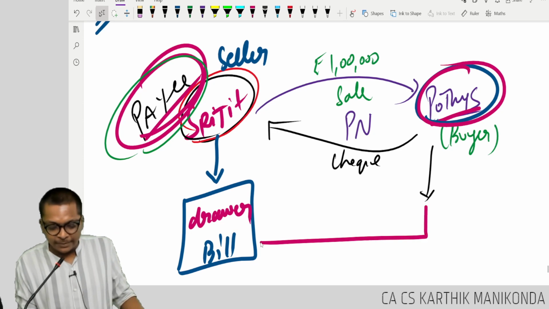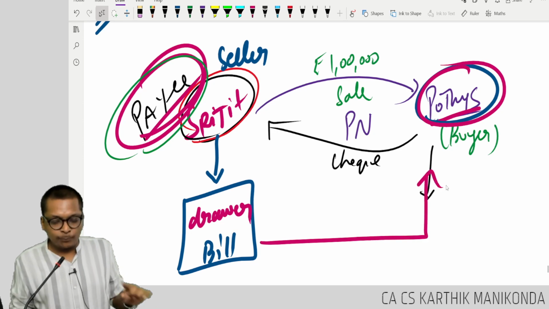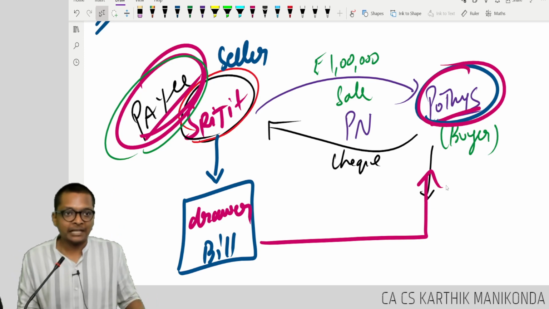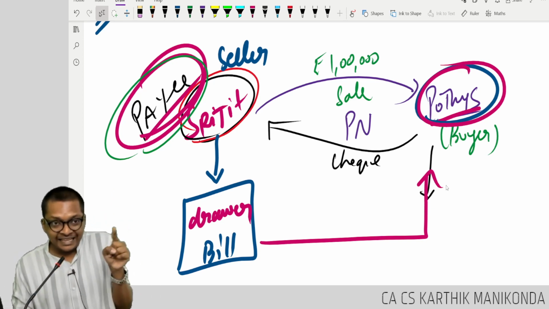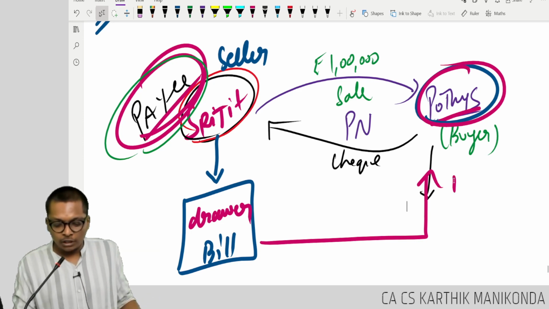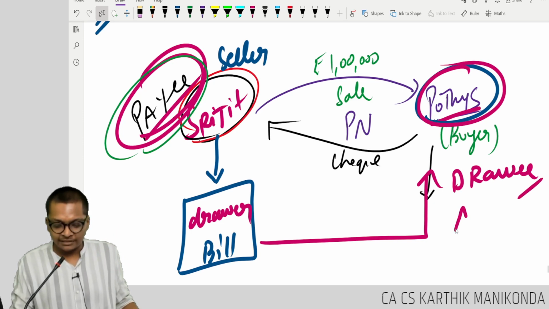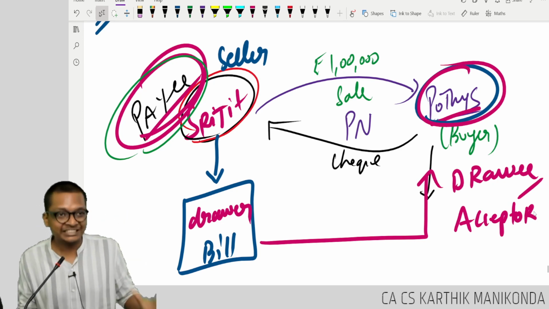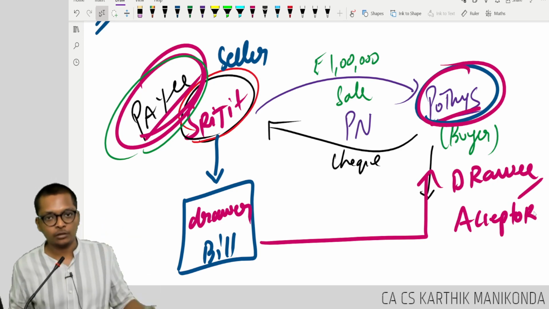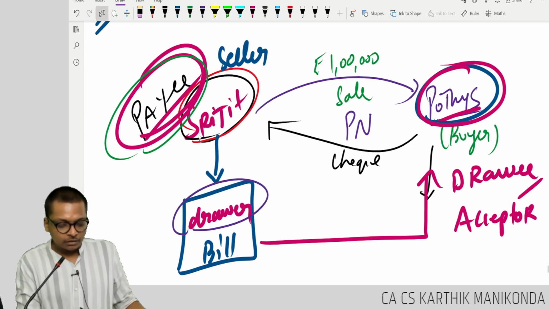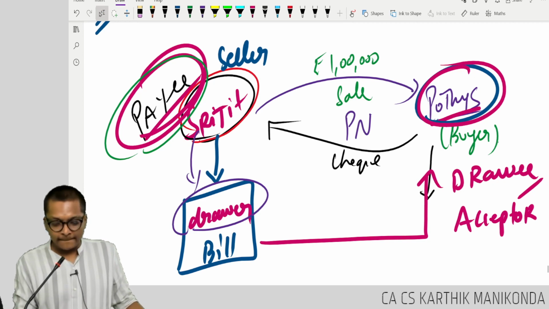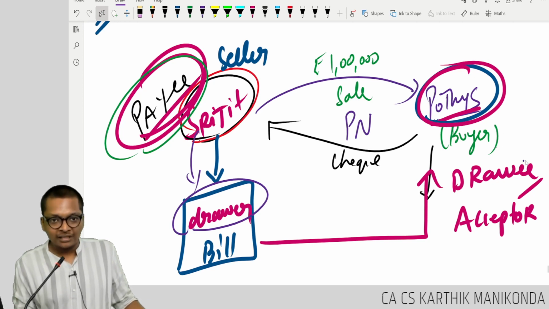So he will send this bill to whom? And Pothis has to accept this bill. Now I am going to accept to pay. I will make the payment, don't worry. Once they accept, Pothis is called the drawee, or also known as acceptor, because they are accepting to pay. Generally, it is issued by the seller. So, follow, guys. Seller is the drawer. Buyer is the drawee or acceptor.